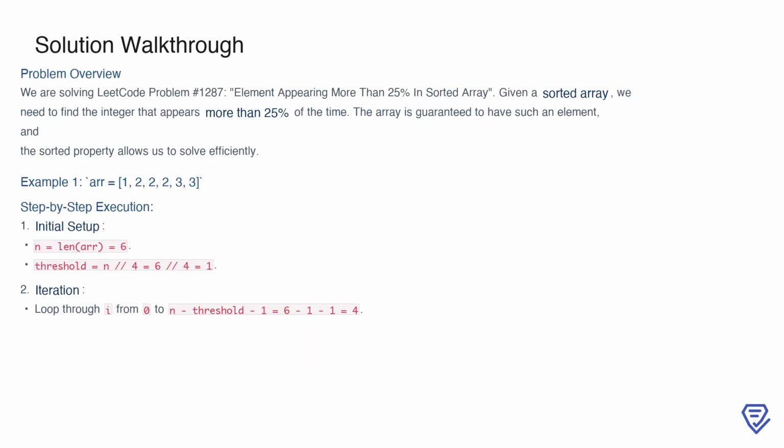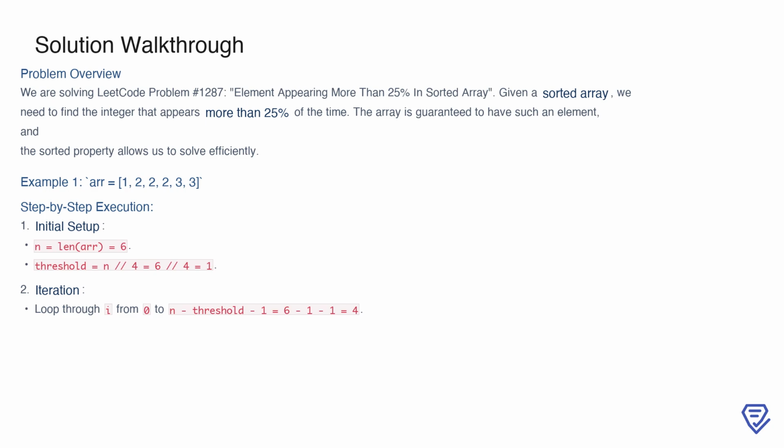To tackle this problem, we are given a sorted array and need to identify the integer that appears more than 25% of the time. The sorted property of the array allows us to solve this efficiently by leveraging the fact that any element meeting the threshold will have duplicates within a specific range. For example, in the array 1, 2, 2, 2, 3, 3, the first step is to calculate the length of the array, which is 6, and determine the threshold, which is 1/4 of the array length, 6 divided by 4 equals 1. This tells us that if an element appears more than once within any sliding window of size 2, it meets the condition.